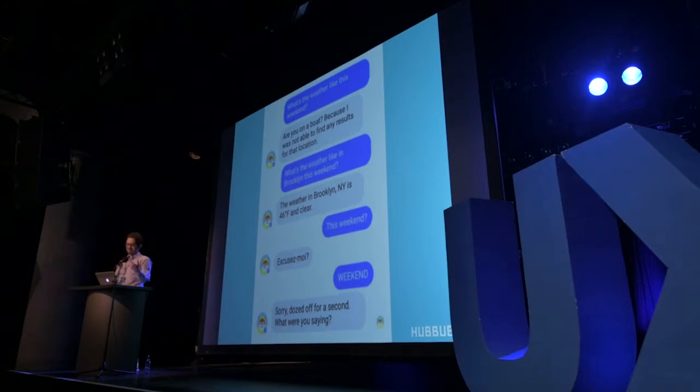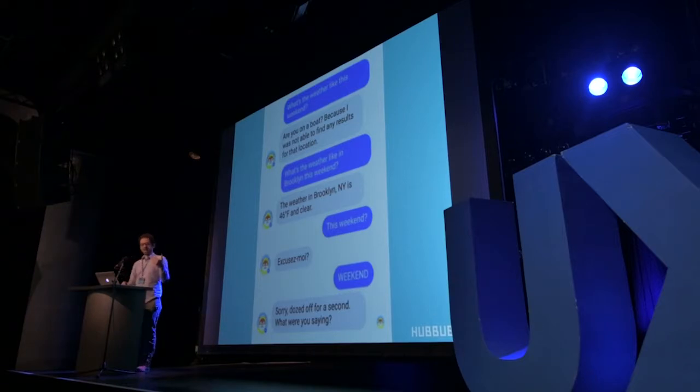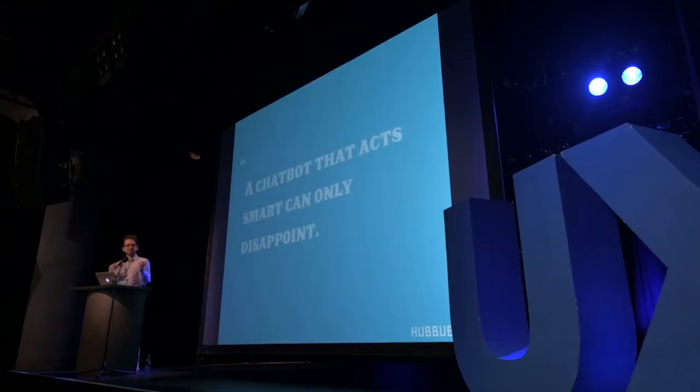So you're like, yeah, these people clearly haven't put in the thousands of rules that they need to catch to be able to be a usable chatbot. And that's the other thing, is that a chatbot that acts too smart can only disappoint. So a system needs to wear its affordances and its complexity visibly, so people know what to give it and what not to give it.